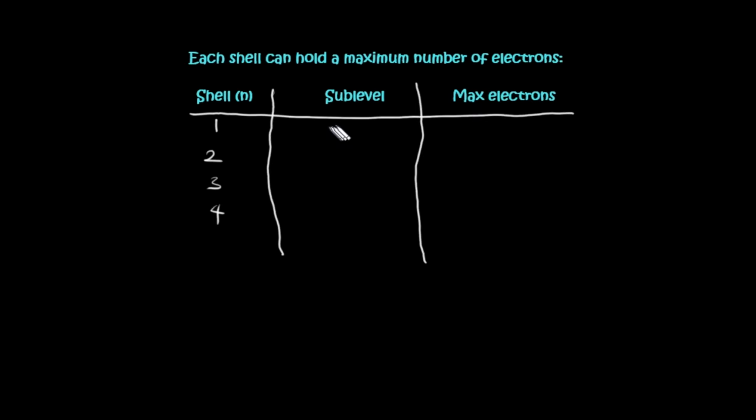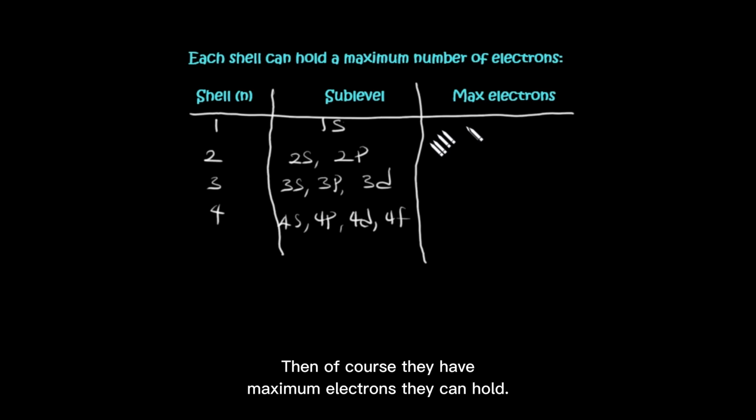The first shell has one sub-level, which is the S. The second shell has 2 sub-levels, which is the 2S and 2P. The third one will be 3S, 3P, 3D. The fourth one will be 4S, 4P, 4D, 4F. Remember, we are following the sub-levels, which are S, P, D, F. Then, of course, they have a maximum number of electrons they can hold.